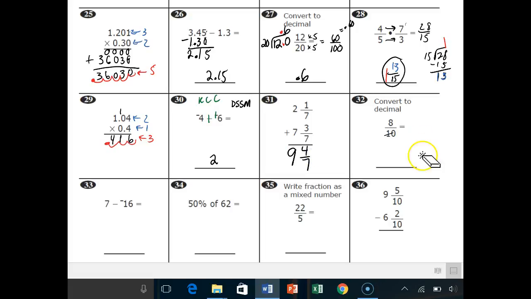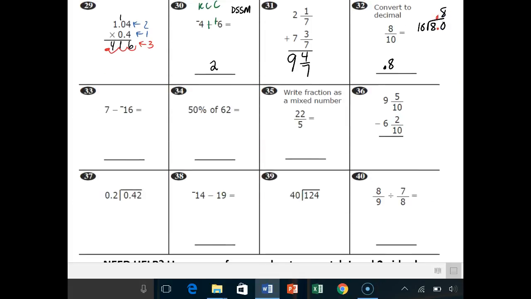Super simple. 32, hopefully you have memorized. 8 over 10, it's a base 10, so it's just 0.8. How do we prove it mathematically? We say 10 goes into 8. It can't, so decimal, decimal, and add a 0. 10 into 80, 8 times. That's how we prove it mathematically. We could also use base 10.